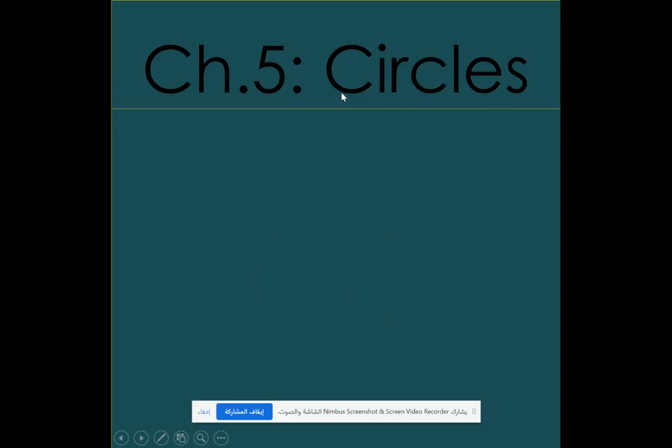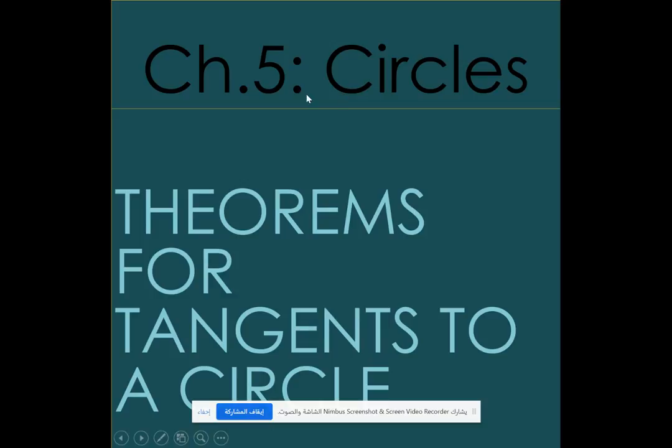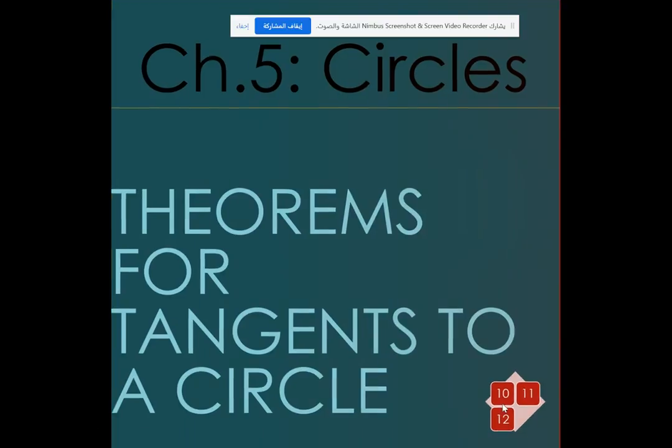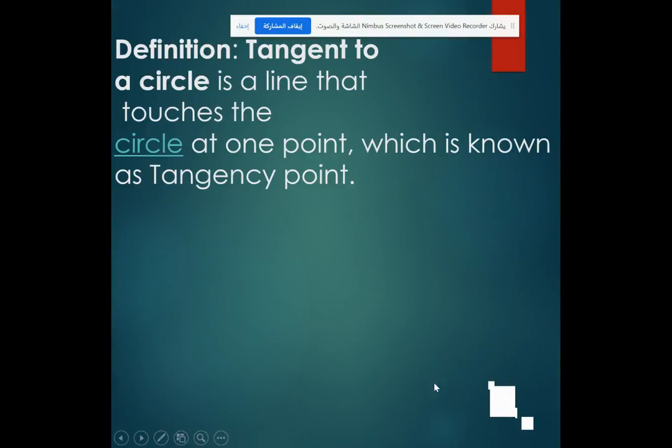And today we are going to talk about the theorems for tangents to a circle. We need to know first of all some theorems, which are theorem number 10, 11 and 12. And these all talk about tangents of a circle. Let's now have an idea about what we mean by tangent.